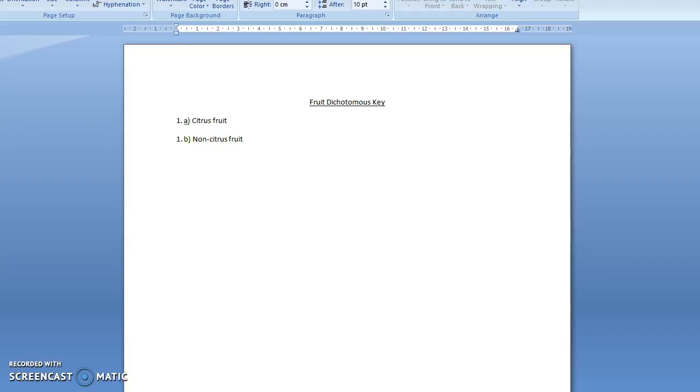So when you're making a dichotomous key, you need to number your steps as we've done here. Number 1 is our first step, and indicate the direction that you take at the end of the line. So here, if we have a citrus fruit, we're going to go to step 2 next. While if we have a non-citrus fruit, we're going to go to step 3 next.